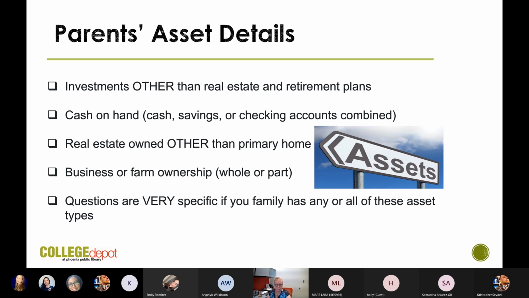Some of you will have one of these. Some of you will have some of these. Some of you will have all of these. Some of you will have none of these. Don't feel badly wherever you are. Just be accurate and honest.